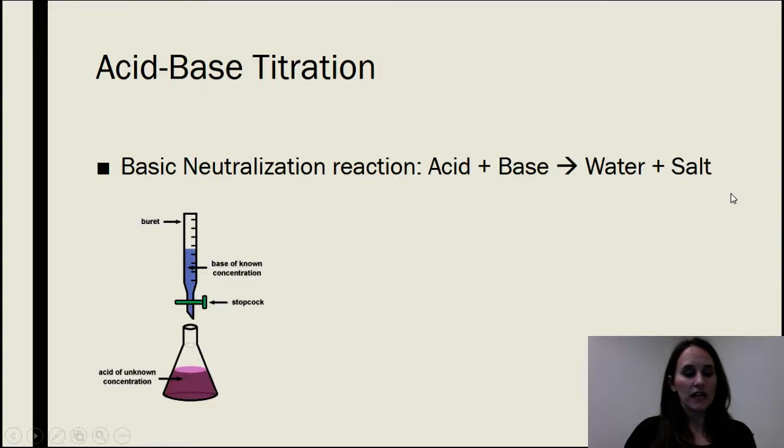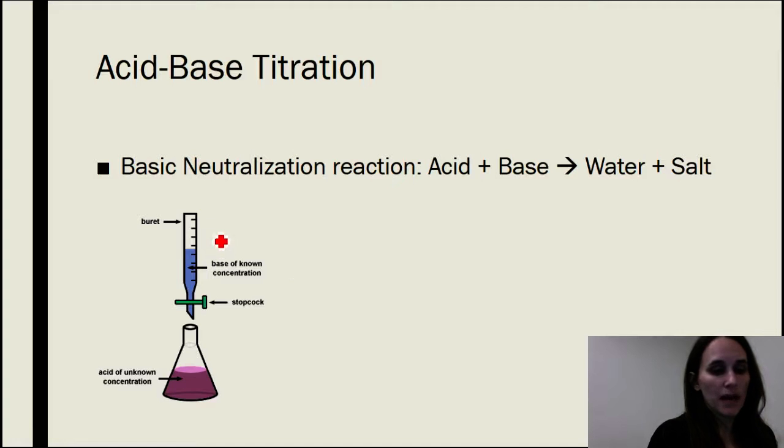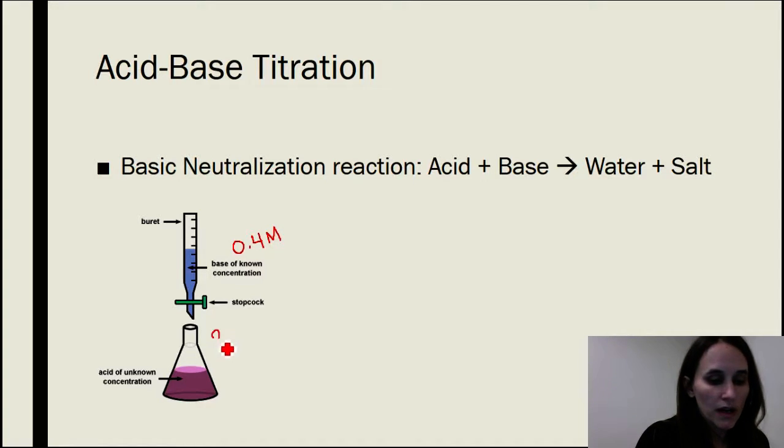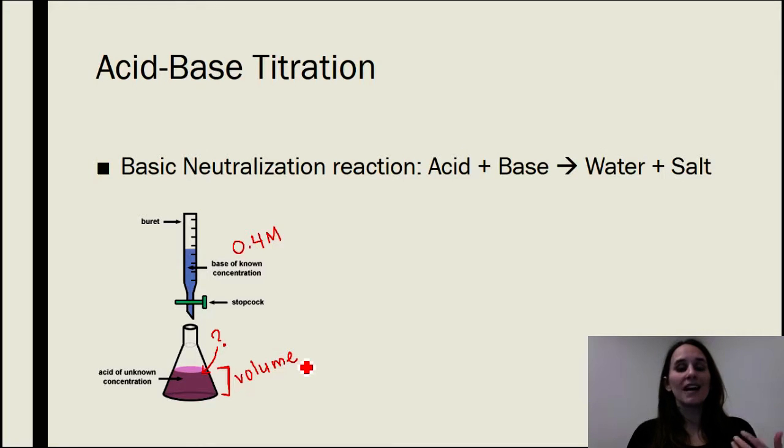And there's a general diagram that both fits ours and titrations in general. So we have our base here of known concentration, so we know its molarity. For example, it might be 0.4 molar, so 4/10 of a mole of sodium hydroxide per liter. But what we don't know is the concentration of this acid. We know how much of it we have, we know its volume, but what we don't know is how many moles.